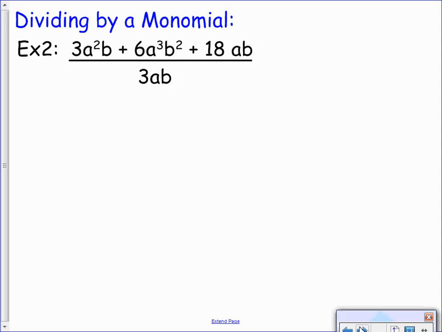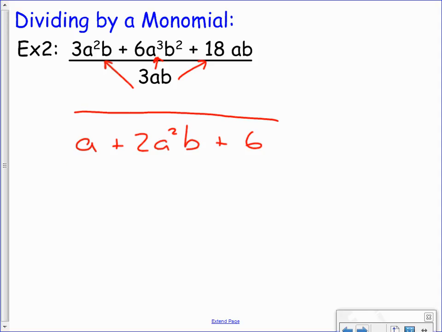So divide each little thing by 3ab. Divide this one by 3ab, you get a. Divide this by 3ab, you get b plus 6. Ta-da! I didn't make you write it all out this time. Don't worry. It's going to be okay.